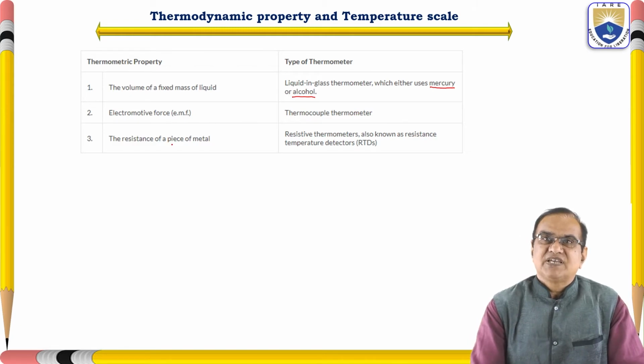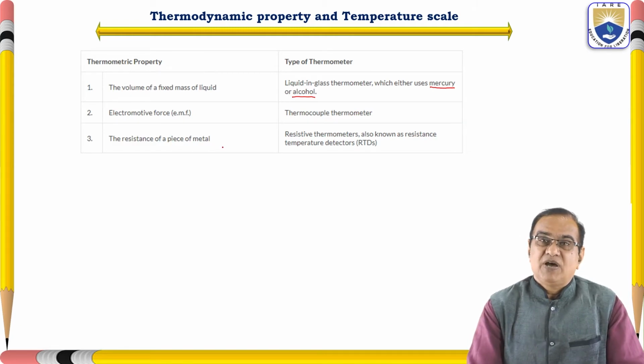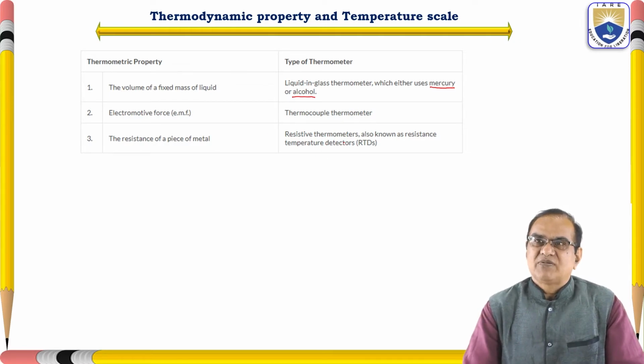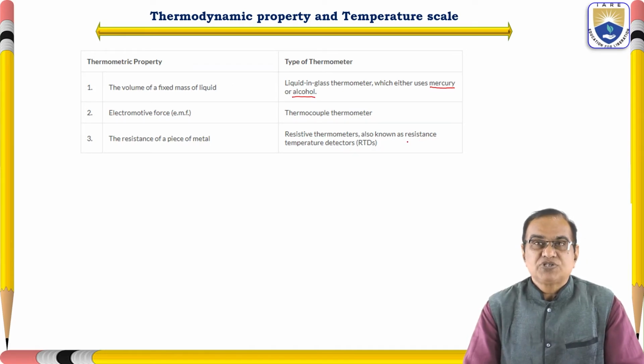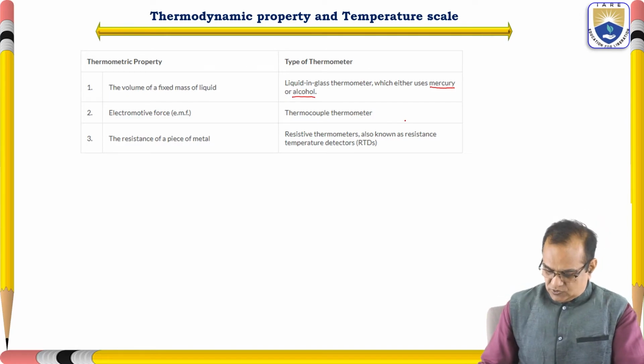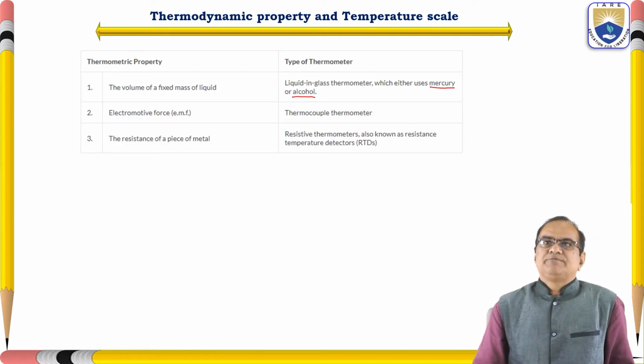The resistance of a piece of metal, the wire resistance, will change as per the temperature. Resistance thermometers are also known as the resistance temperature detector, RTD. These are also used, and these properties are used to measure the temperature.